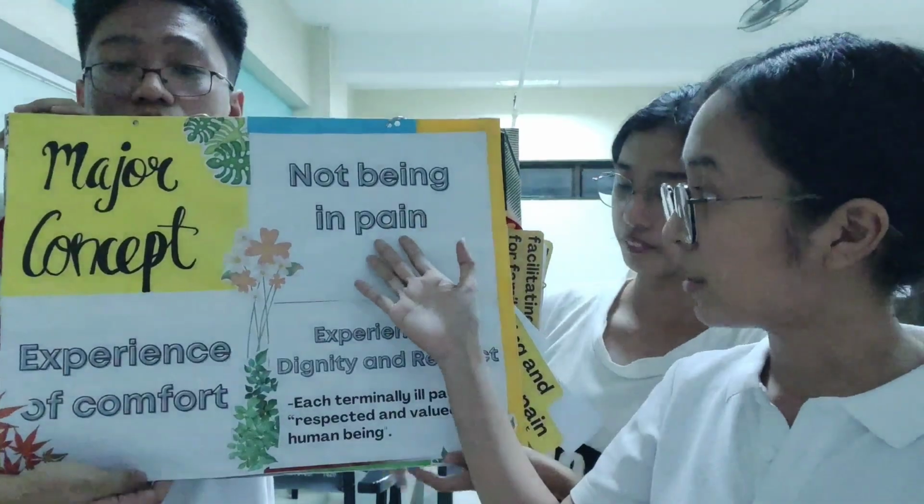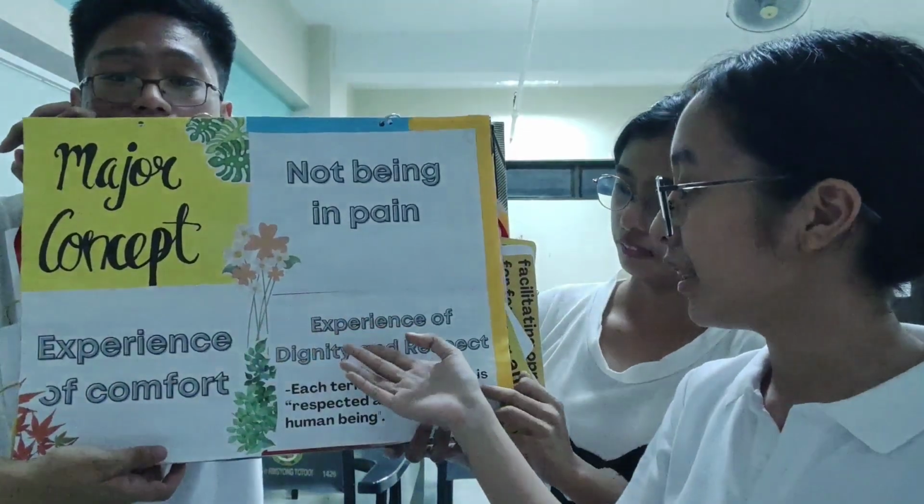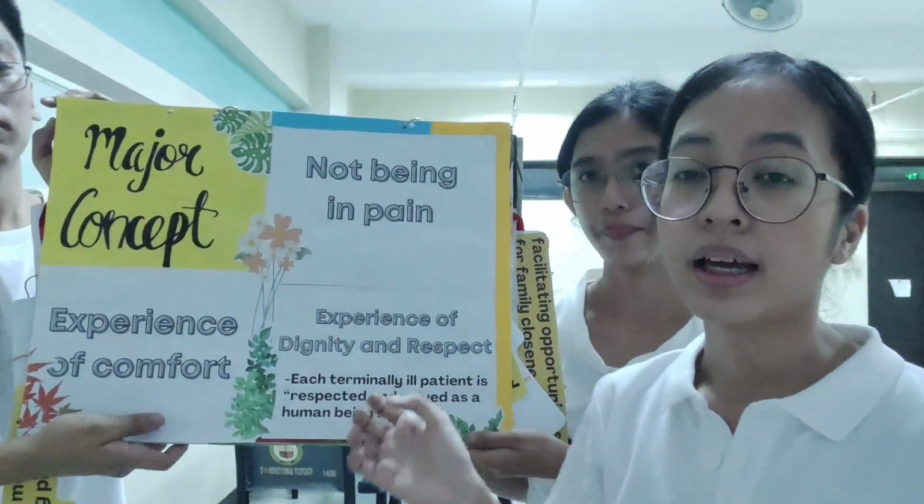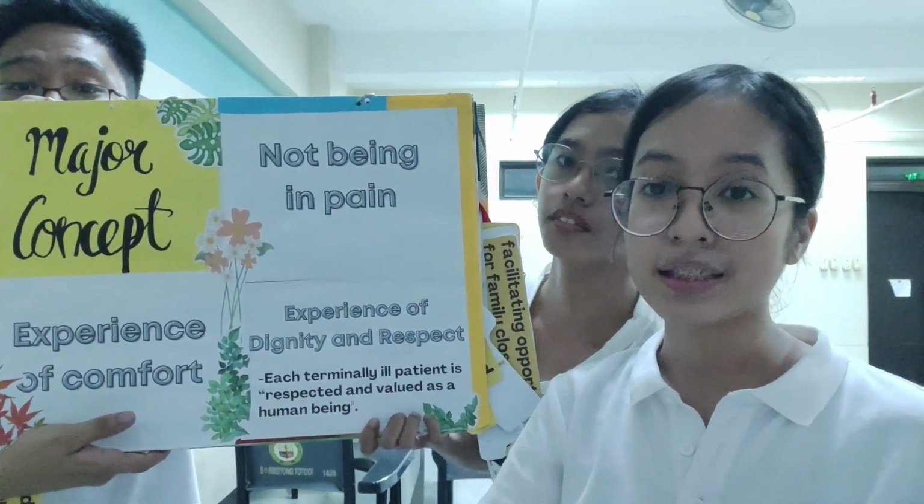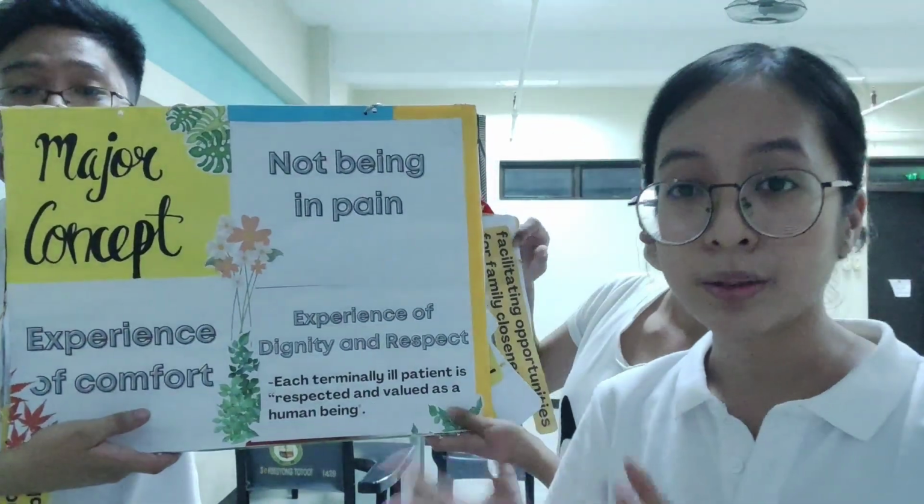N stands for not being in pain. E is for experience of comfort. E is for experience of dignity and respect. B is being at peace. And C is closeness to significant others. So let us proceed and explain the interventions.